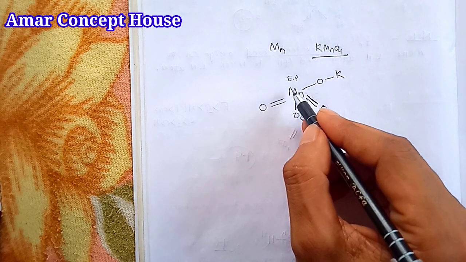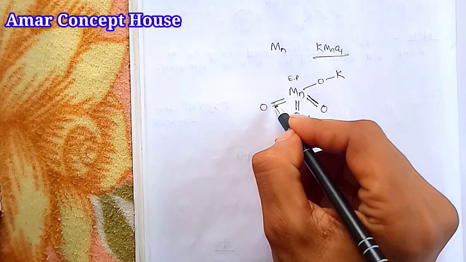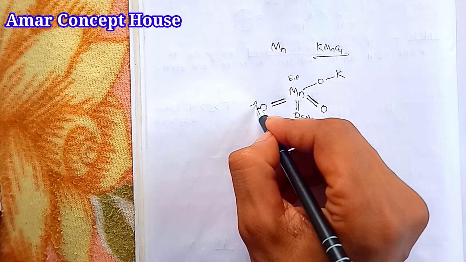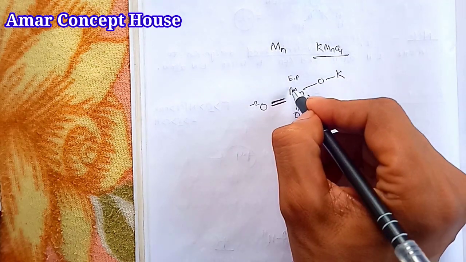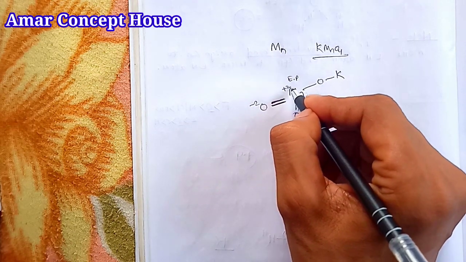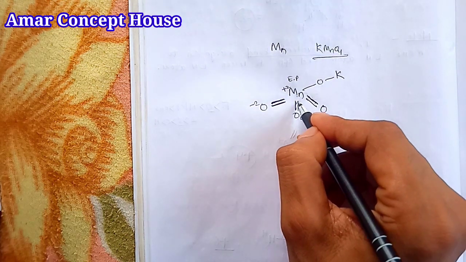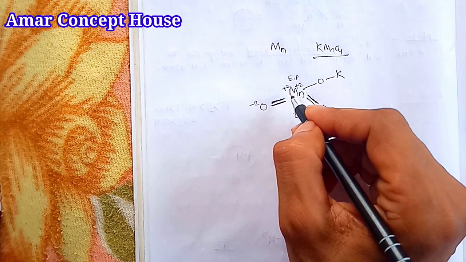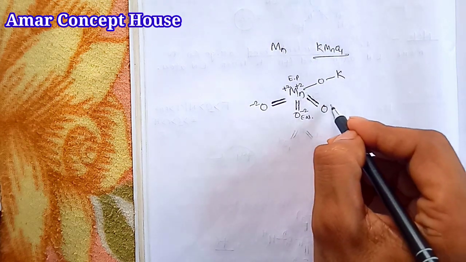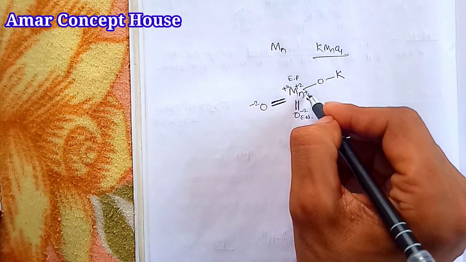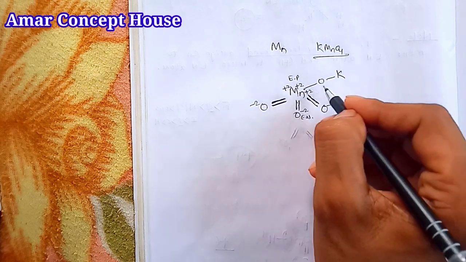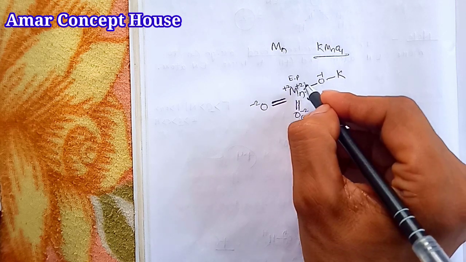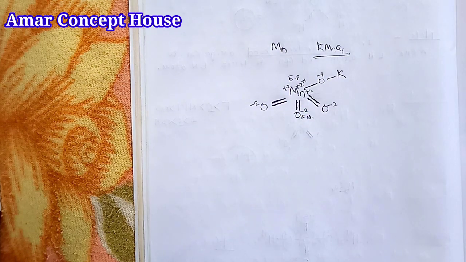So for these two bonds, what is the formal charge over oxygen? -2. And for these two bonds, manganese gets +2. Similarly for these two bonds, formal charge over oxygen is -2, formal charge over manganese is +2. Similarly for these two bonds, oxygen gets -2, manganese gets +2. And for this single bond, oxygen gets -1, manganese gets +1, because oxygen is more electronegative than manganese.